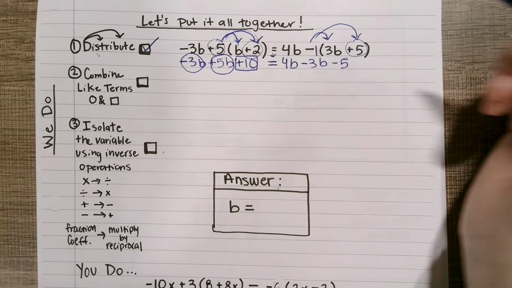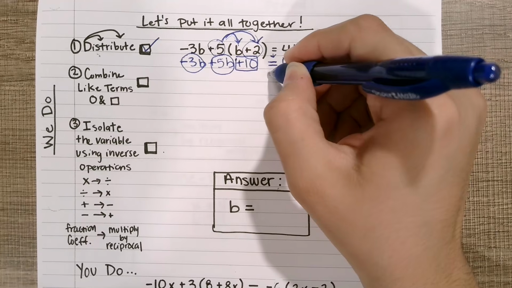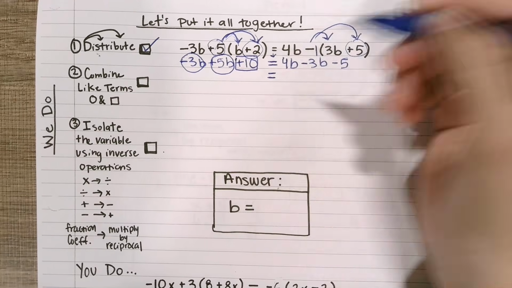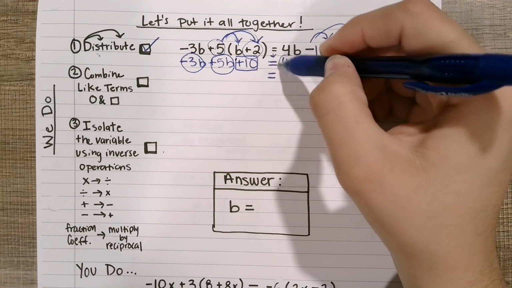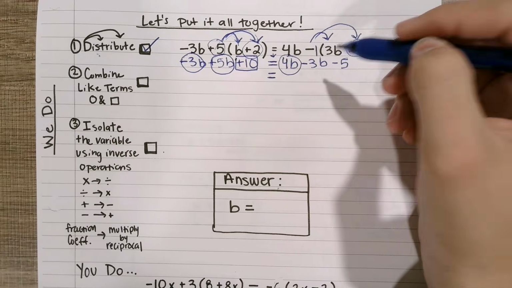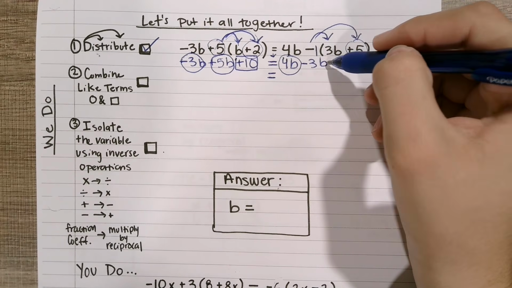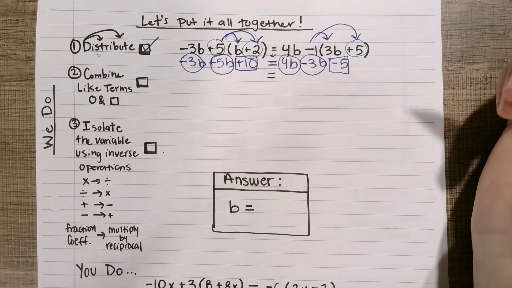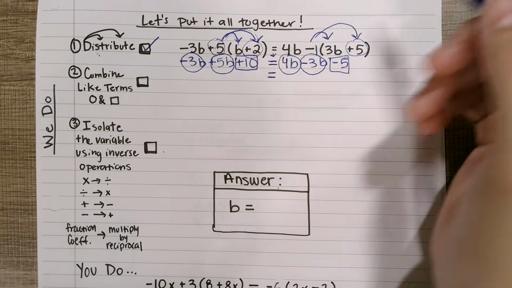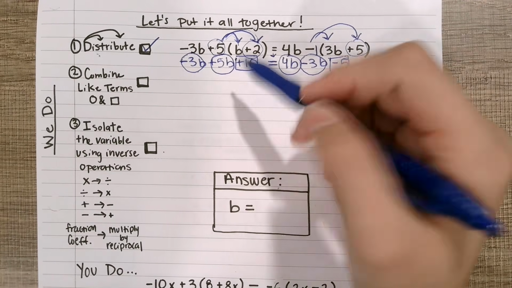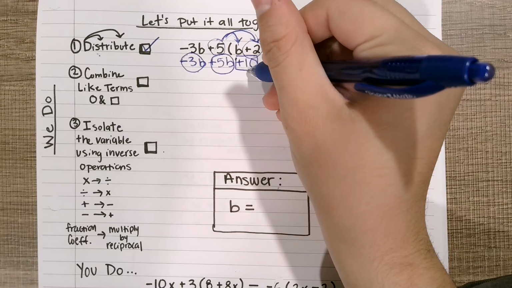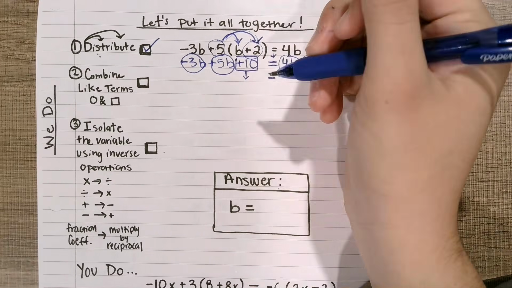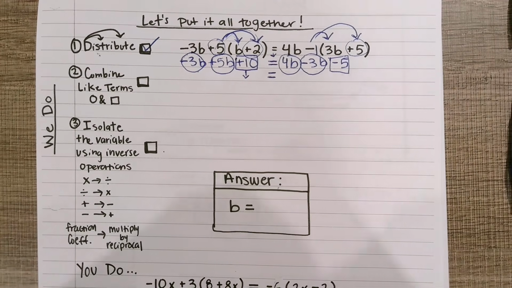Now let's move to the other side, but don't forget to drop our equal sign. 4b is a coefficient, so I'm going to circle it. Minus 3b is a coefficient, so I'm going to circle it, and then I have the constant of minus 5, so I'm going to box it. So on this side, there's only one constant, and actually, let's bring this lower.